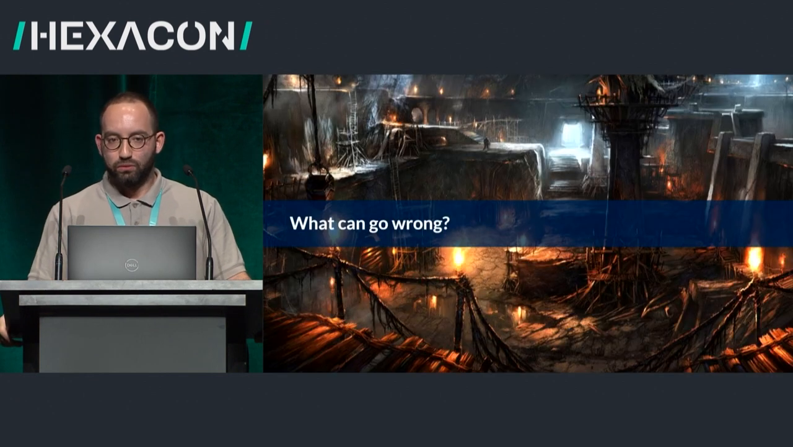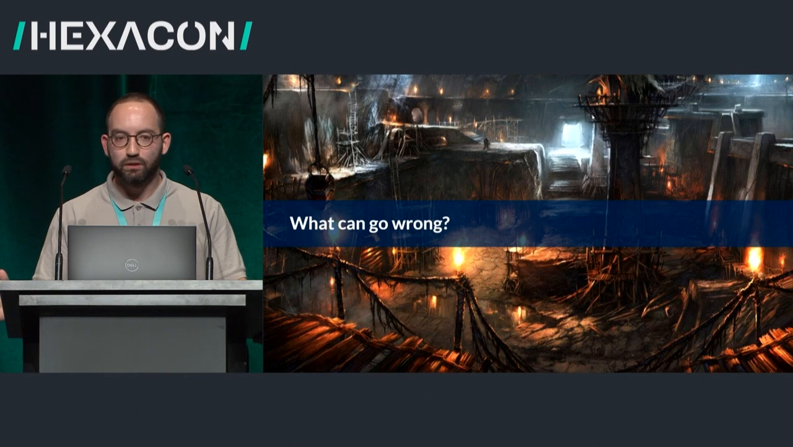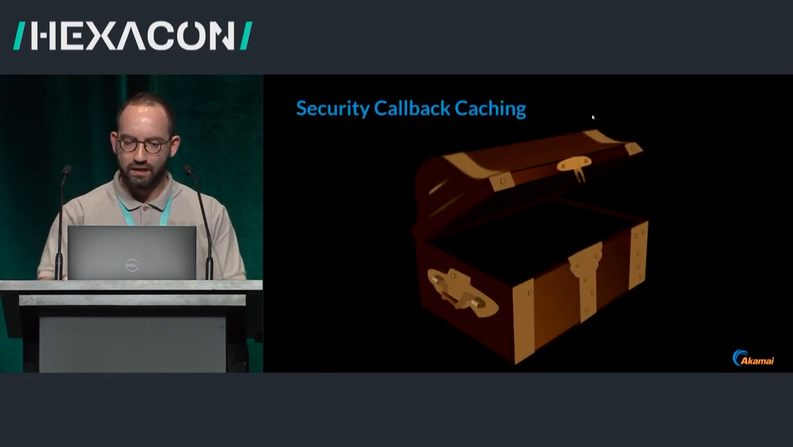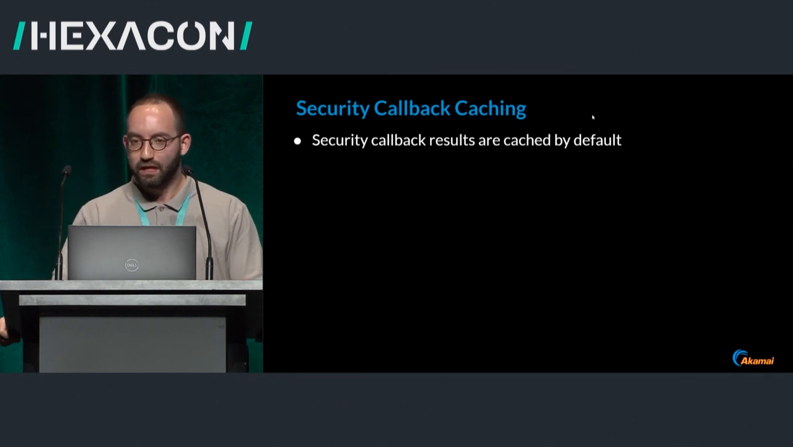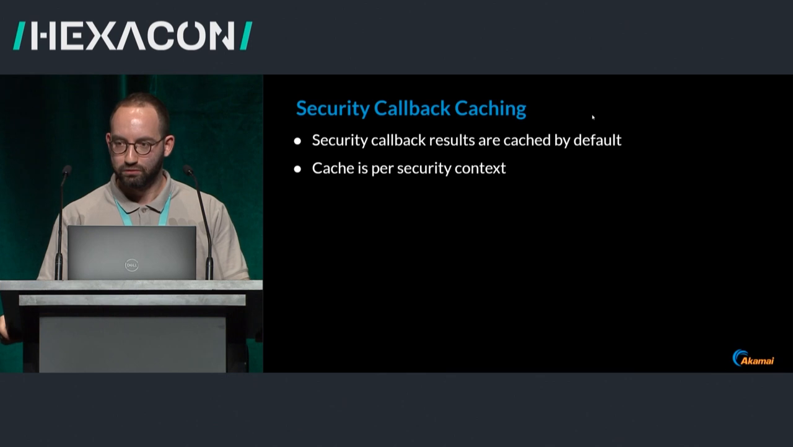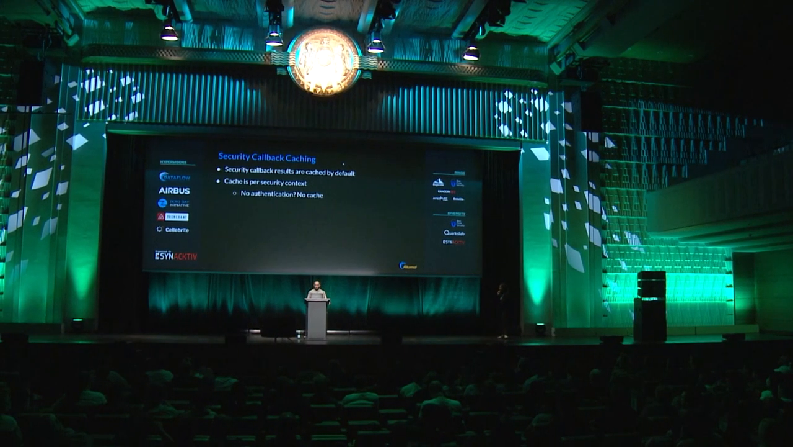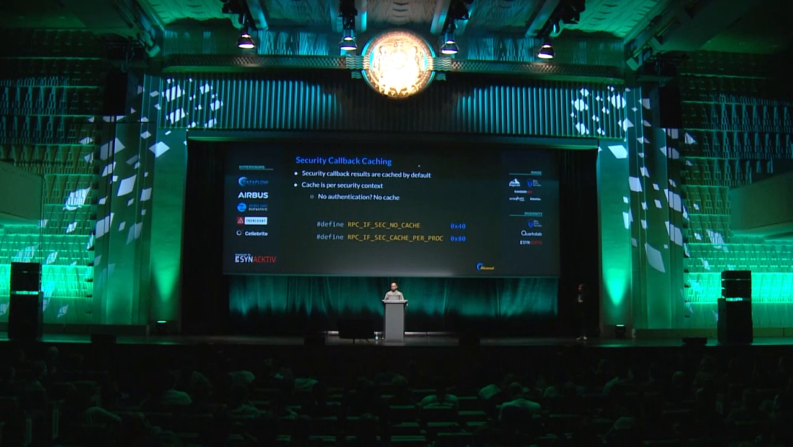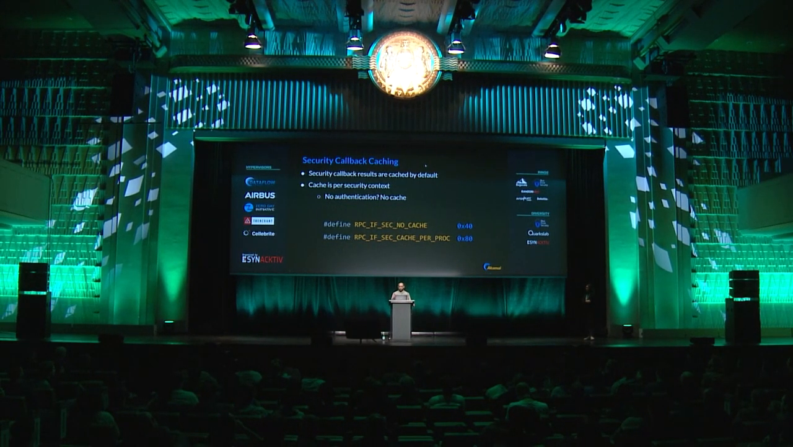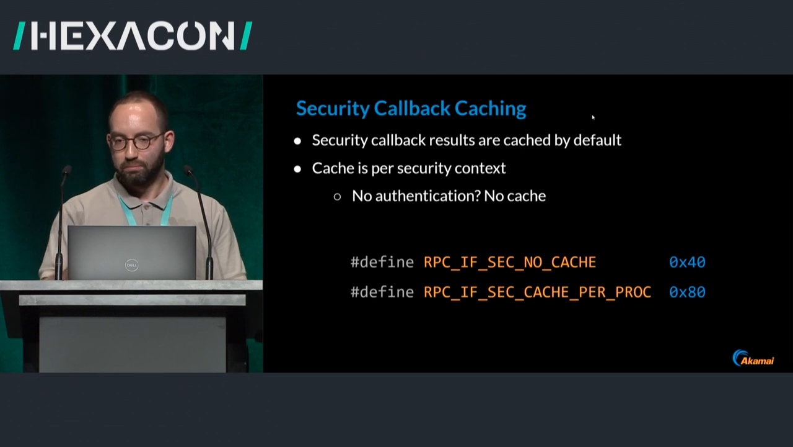So with that, we know all the security mechanisms we want to focus on, but what can go wrong with a security callback? And the answer is caching. By default, the security callbacks are cached by the RPC runtime, probably for efficiency. And this cache is per interface and per security context. So the only basic requirement for security context for caching is authentication. No authentication, no caching. The only way that the server can change this behavior is to pass flags during its registration. It can pass a flag to disable the cache altogether, or it can pass a flag to restrict the caching to be per procedure instead of per interface.